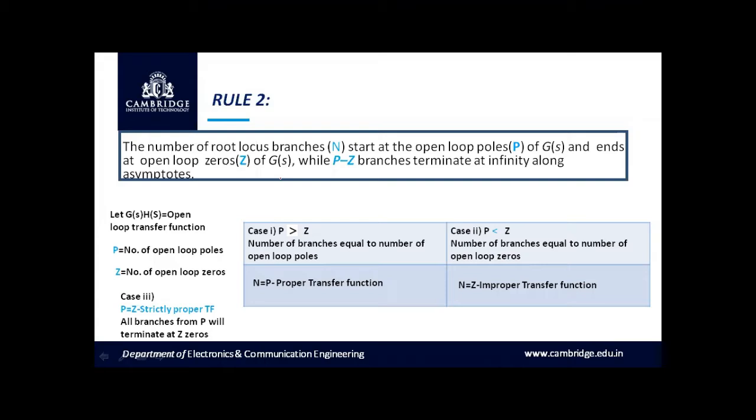Let G of S into H of S represent the open loop transfer function, P the number of open loop poles, and Z the number of open loop zeros. You might encounter 3 different cases. In the first, the number of poles is greater than the number of zeros. If P is greater than Z, the number of branches will be equal to the number of open loop poles, that is, N equals P, and we call it a proper transfer function.